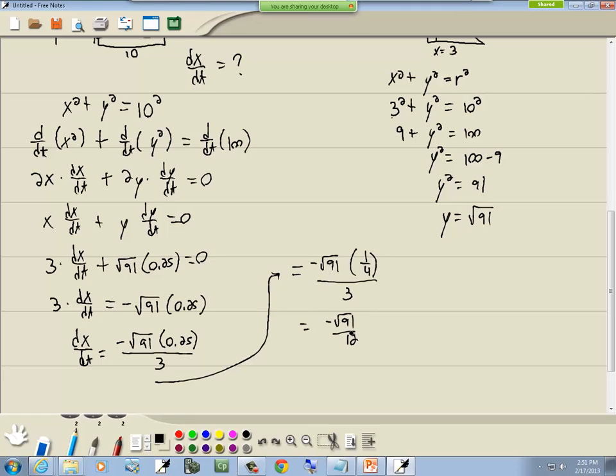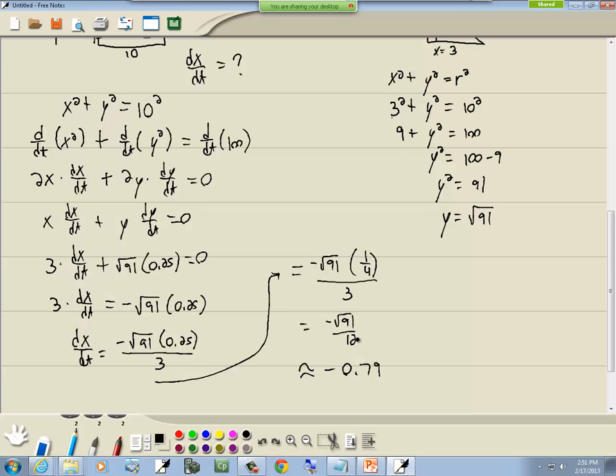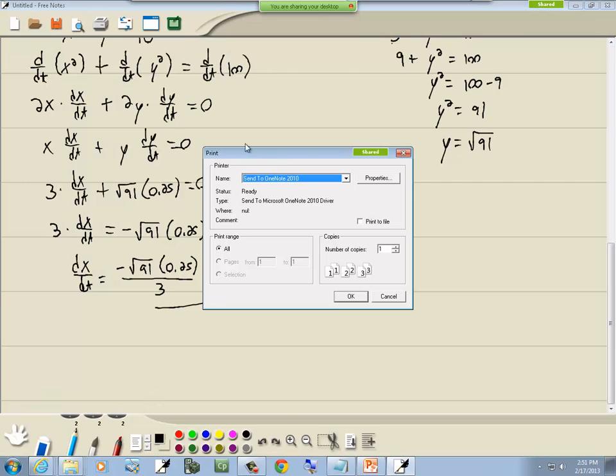Negative square root of 91 times 0.25 divided by 3. And that's approximately negative 0.79 meters per second. Looking at our unit of measure, again, I'm not that concerned about units of measure because we're not in physics, but we'll go ahead and save that.